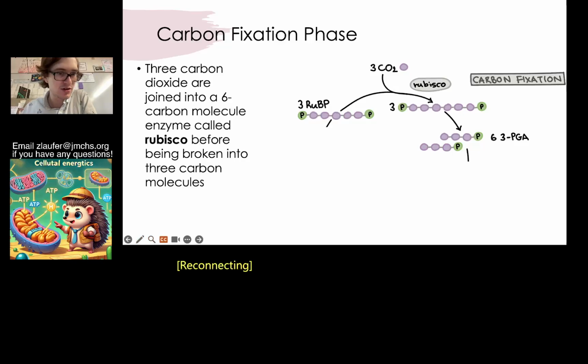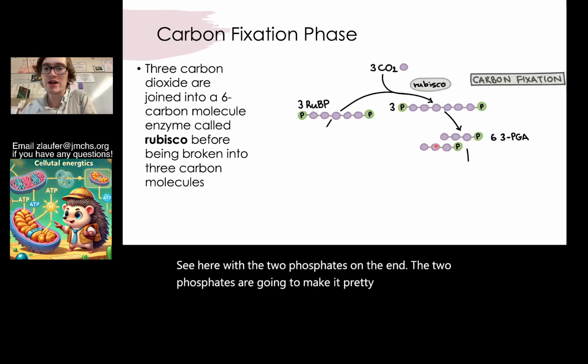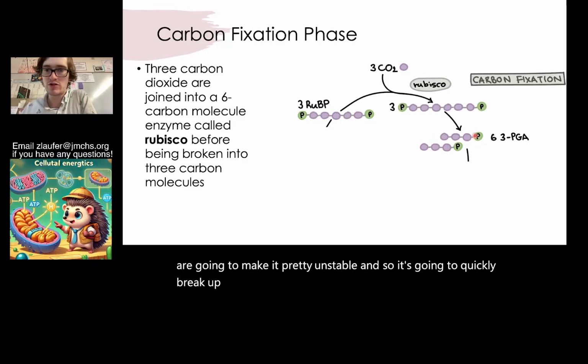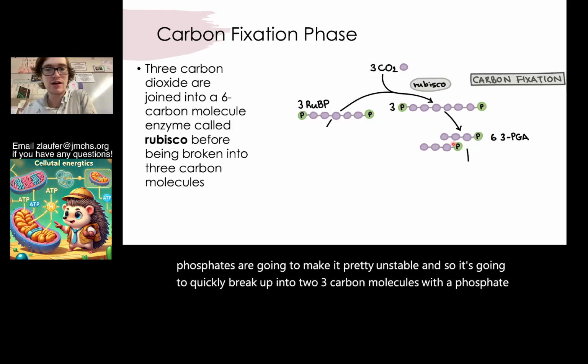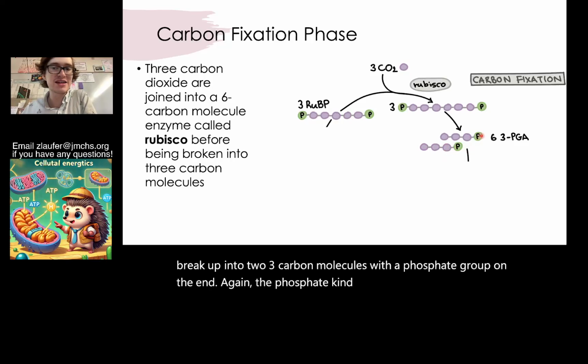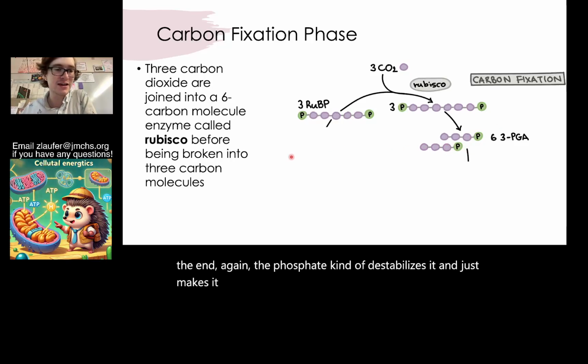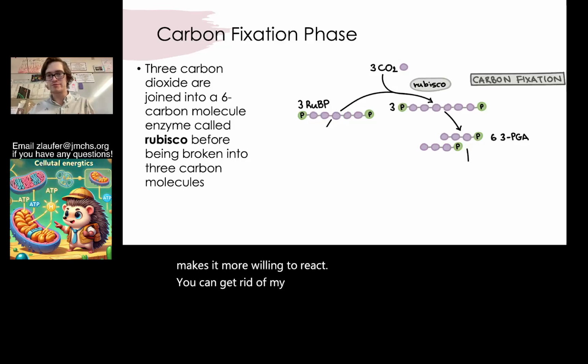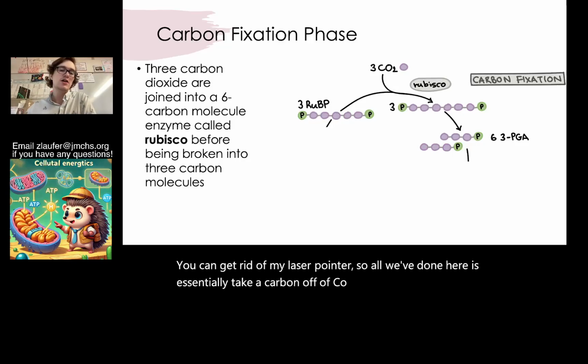Let me put on my laser pointer. That you can see here with the 2 phosphates on the end. The 2 phosphates are going to make it pretty unstable, and so it's going to quickly break up into 2 3-carbon molecules with a phosphate group on the end. Again, the phosphate kind of destabilizes it and just makes it more willing to react. I can get rid of my laser pointer. So all we've done here is essentially take a carbon off of CO2 and attach it to a bigger carbon molecule. So we've got some 3 carbon molecules going.